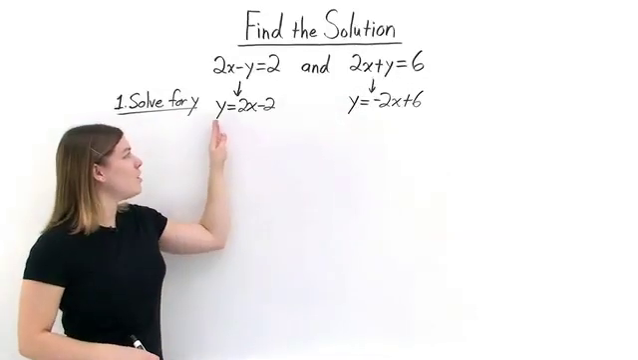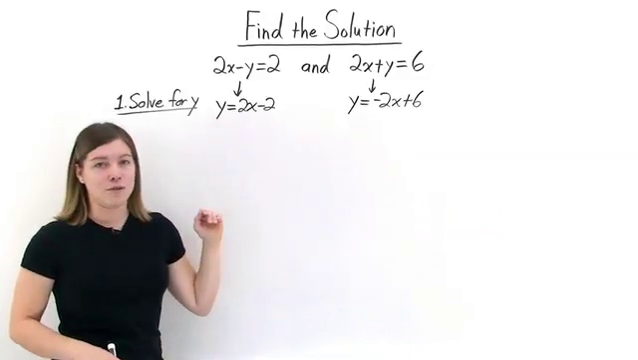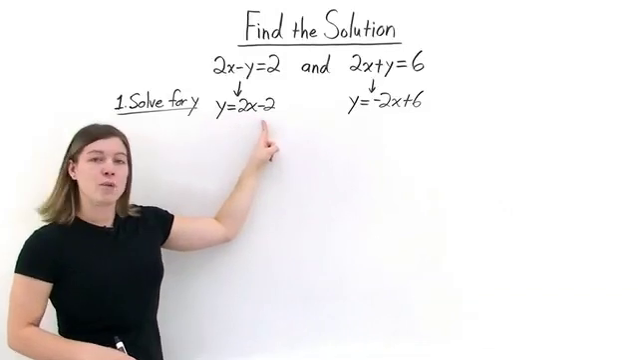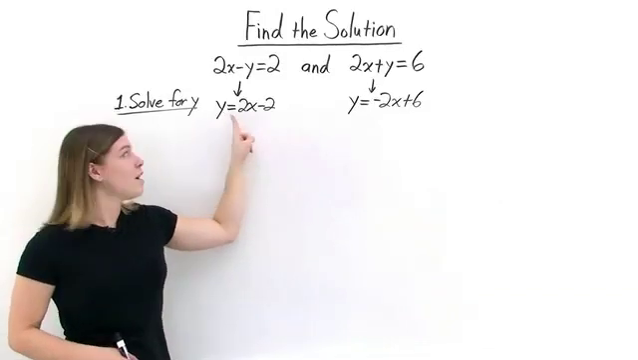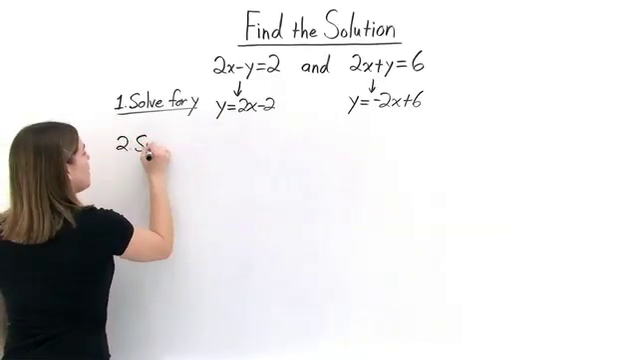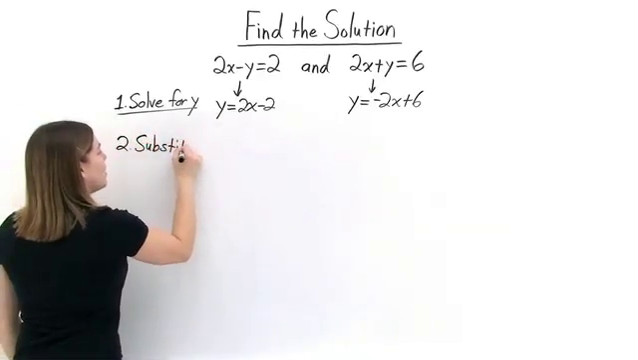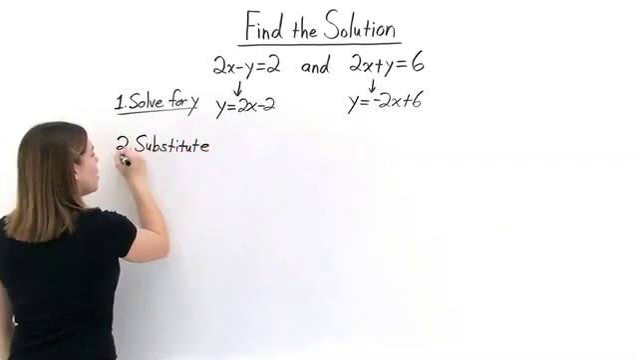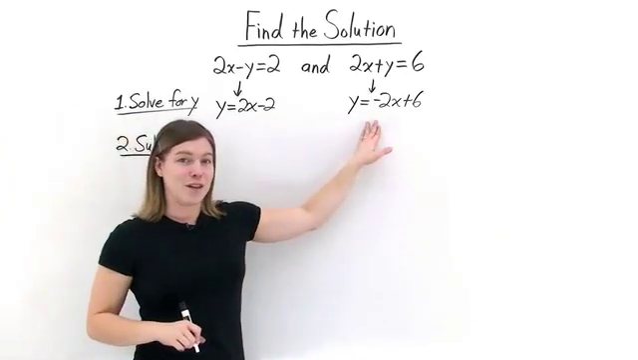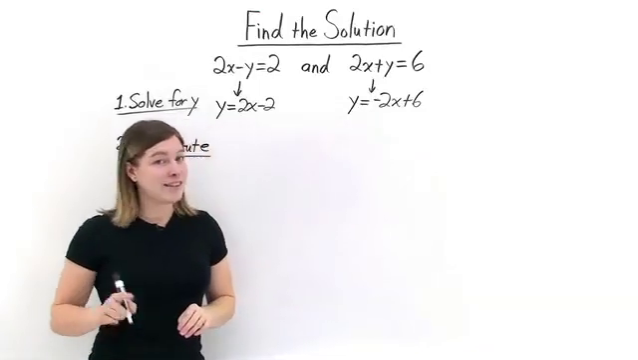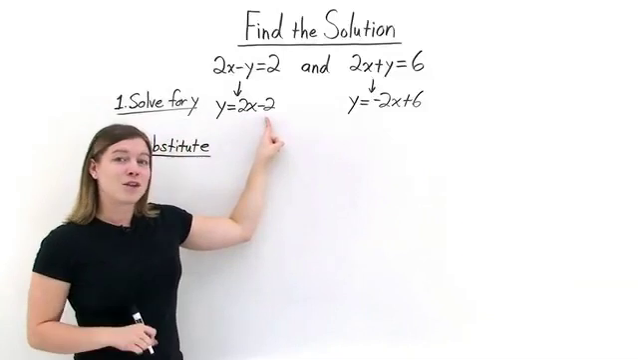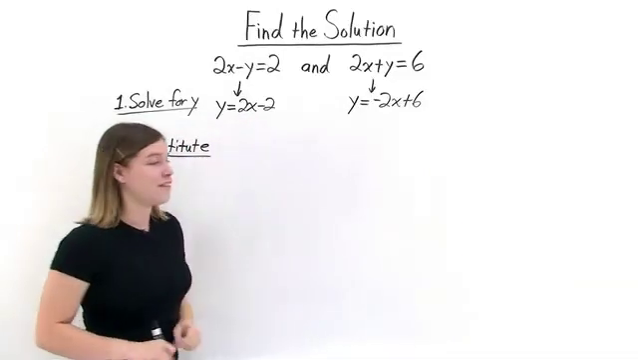Our first equation is y equals 2x minus 2. So that means anytime we see a y, we can write 2x minus 2 instead, because they're equal to each other. So in step number 2, let's take that first equation and substitute it into our second equation. To do this, we're going to rewrite our second equation, but anytime we see a y, instead of writing y, we're going to write 2x minus 2, since that's what y is equal to in our first equation.